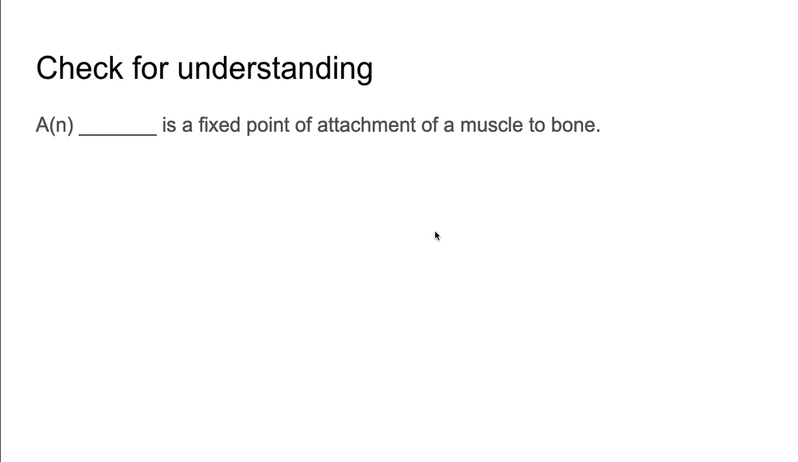Next question, a blank is a fixed point of attachment of muscle to bone. Okay, so pause here, think about your response, and if you're watching with someone, go ahead and ask them what you think the right answer is and give them an opportunity to respond. Okay, so the correct answer is, an origin is a fixed point of attachment of muscle to bone.